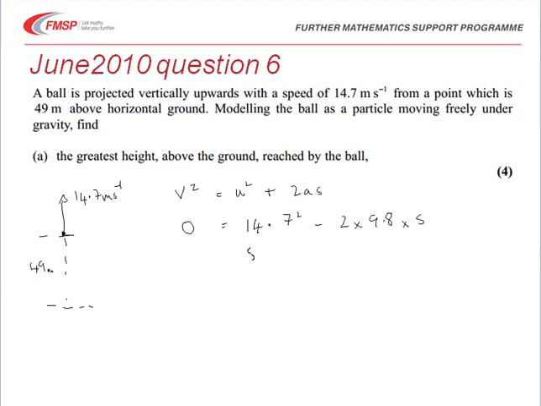This solves to give s is equal to 11.025 meters, but we want the actual maximum height above the ground, so max height is equal to 49 plus 11.025, which to three significant figures then is 60.0 meters.